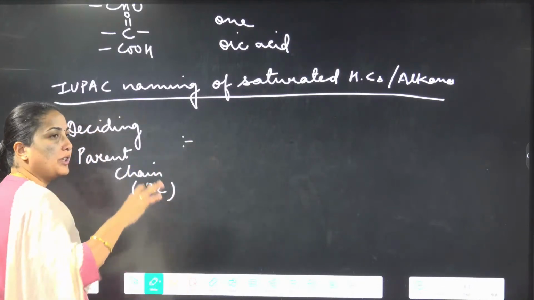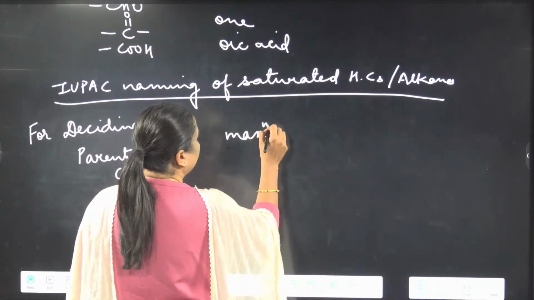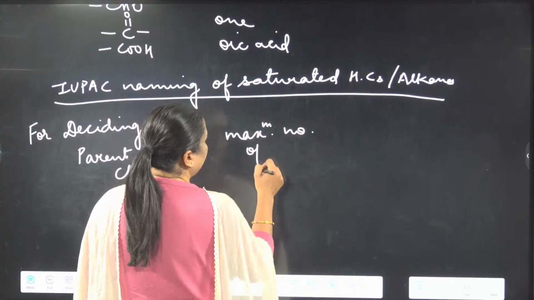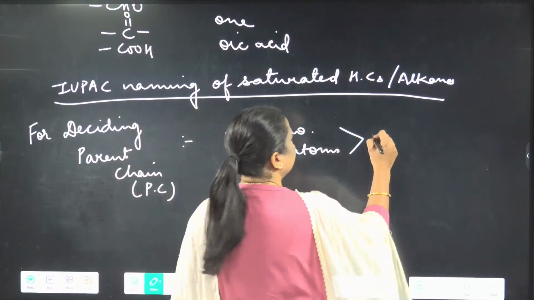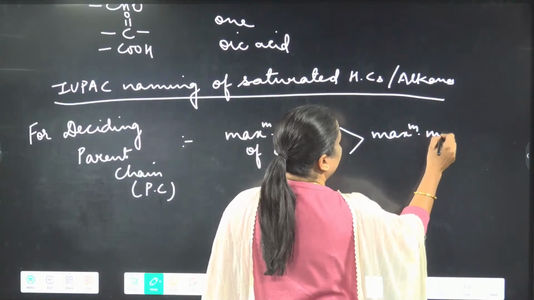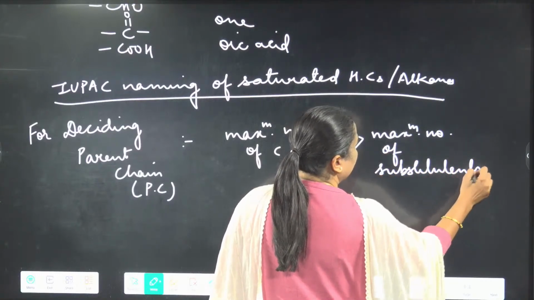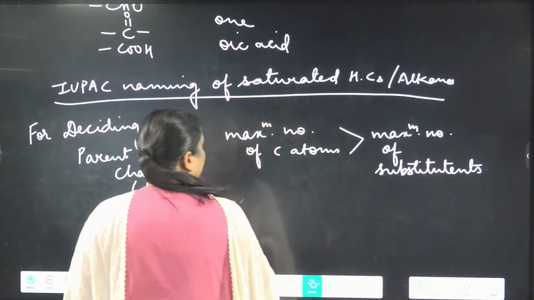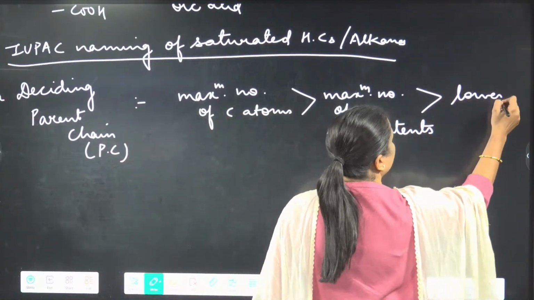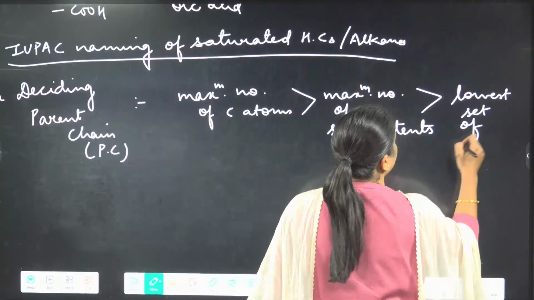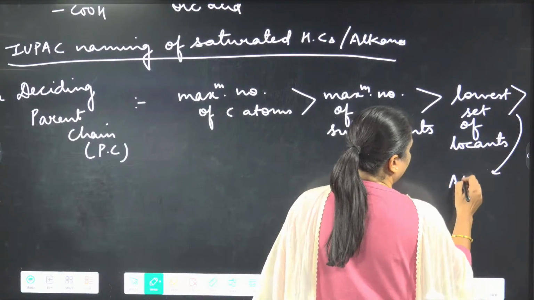what we require, you need to see a few things here in sequence, okay? First thing is the longest possible carbon chain, so the maximum number of carbon atoms. If that also becomes the same, then you go for the maximum number of substituents. If that also becomes the same, then what you go for? You go for the lowest set of locants. If that also becomes the same, then you go for alphabetic order.